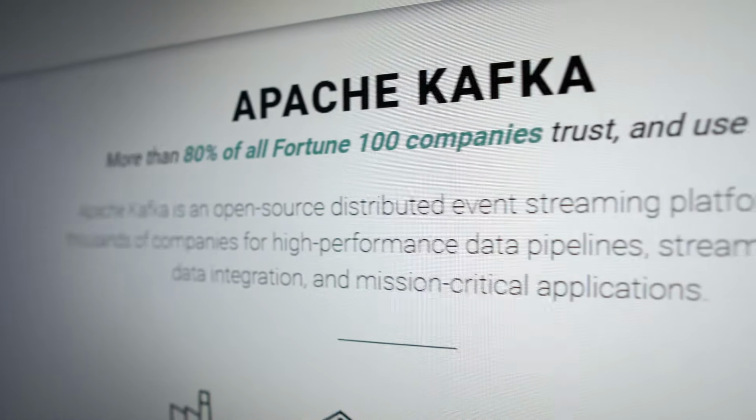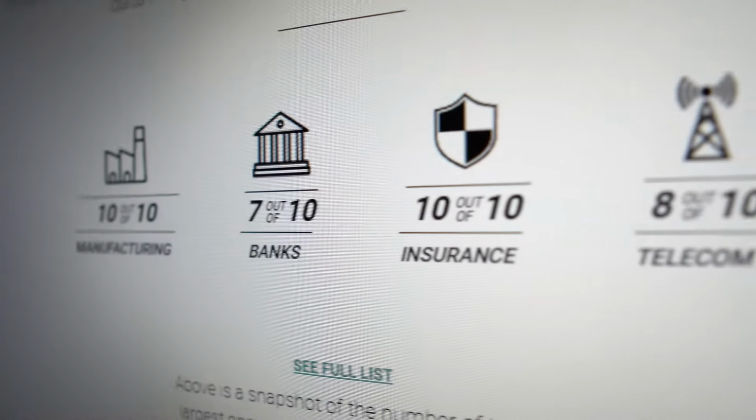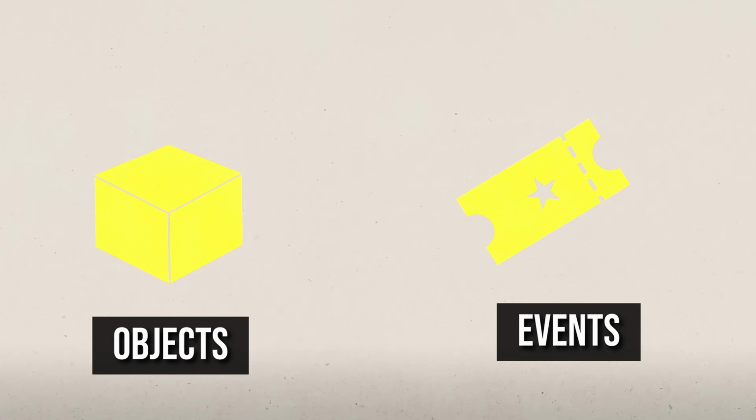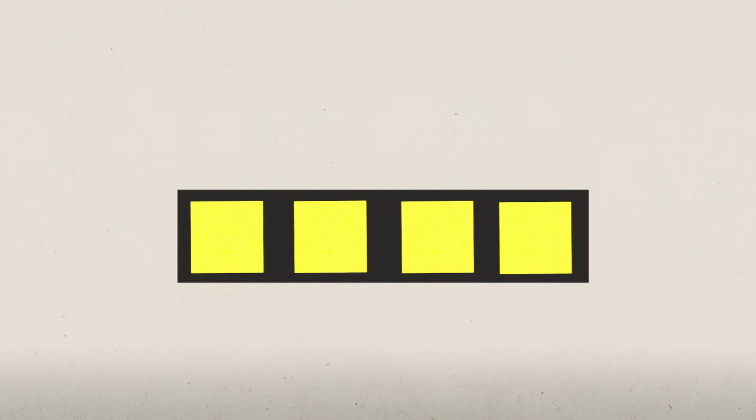Apache Kafka is immensely popular and used in production by some of the world's biggest companies. But what is Kafka? Rather than see the world through the lens of objects, Kafka sees the world through the lens of events. These are things that happen rather than just exist. When an event occurs, it's placed onto a log.